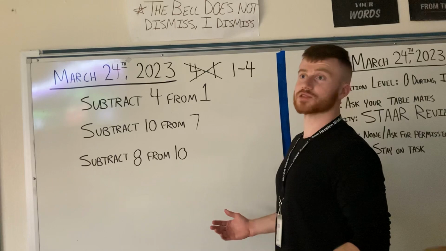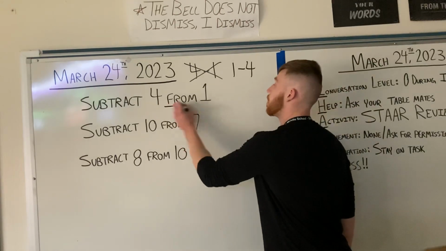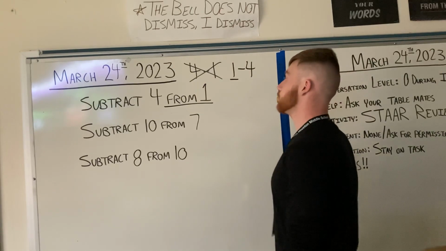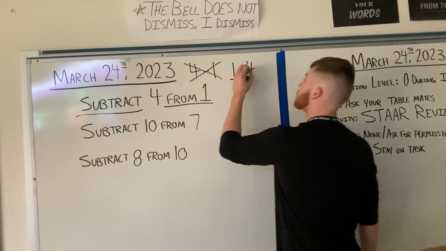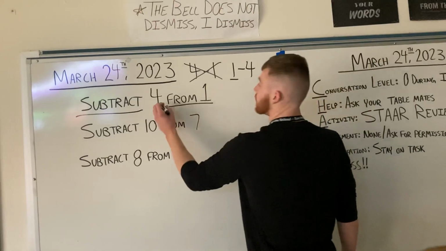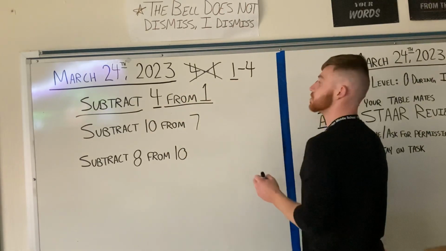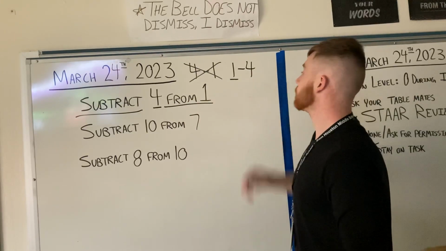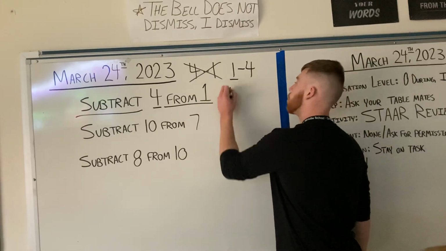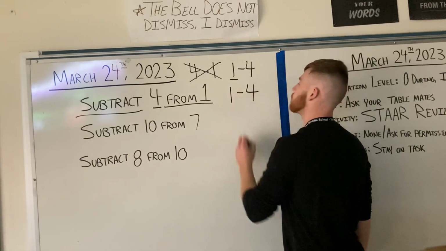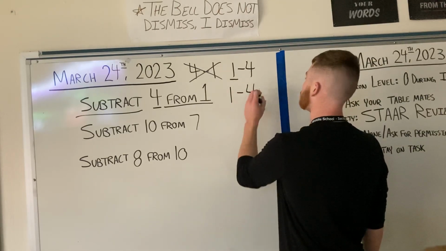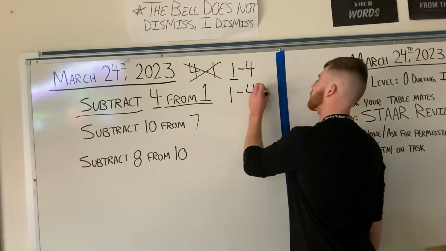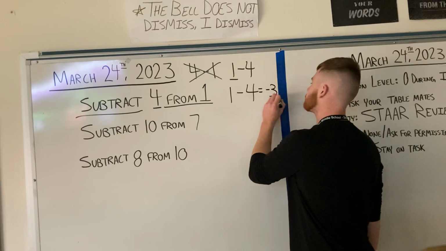Why would I do 1 minus 4? Well, that's because it says from 1, meaning we start at 1 right here, and then we subtract, that minus, 4. So subtract 4 from 1 really means 1 minus 4. And then once you solve 1 minus 4, again, we are subtracting 4 from 1, your answer is going to be -3.